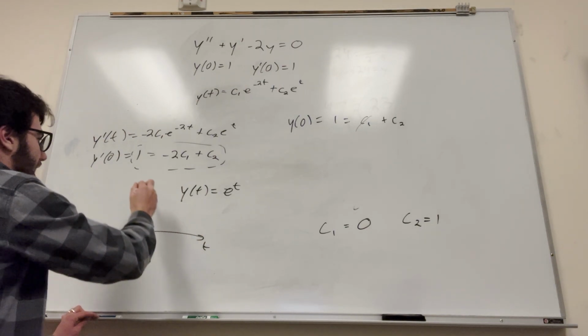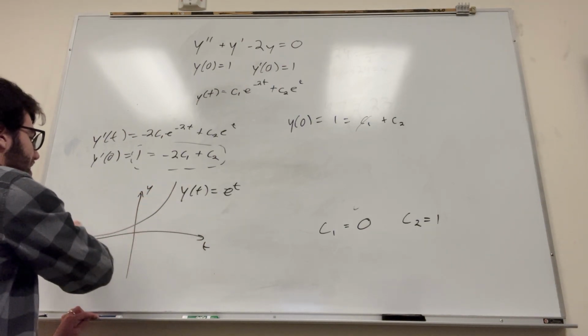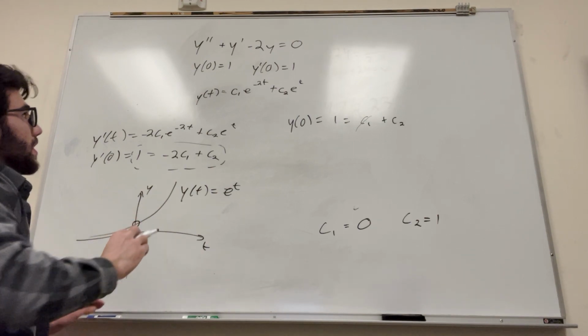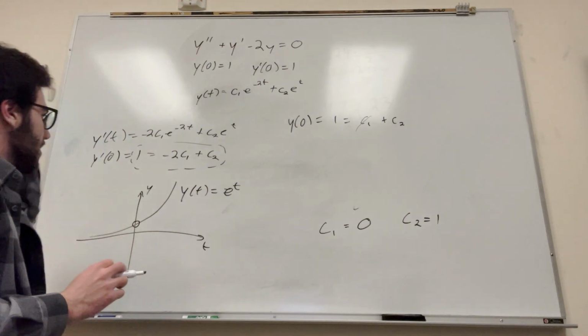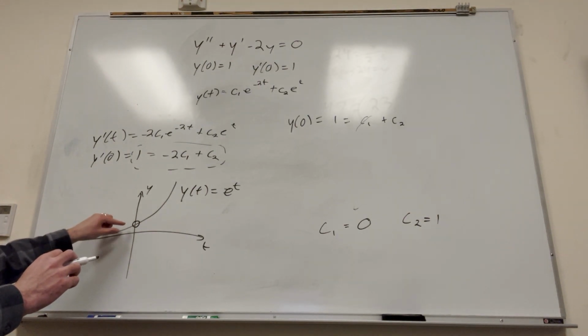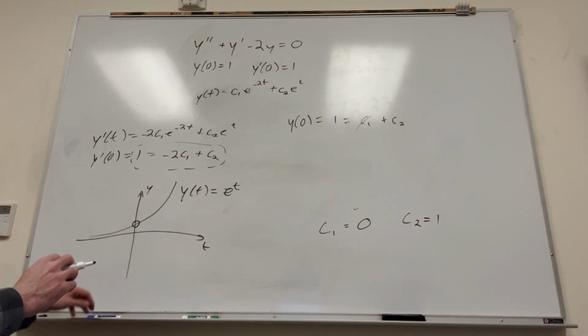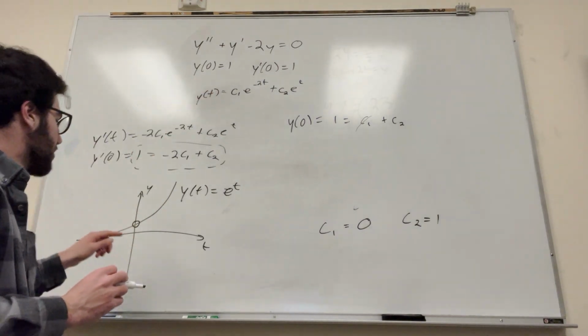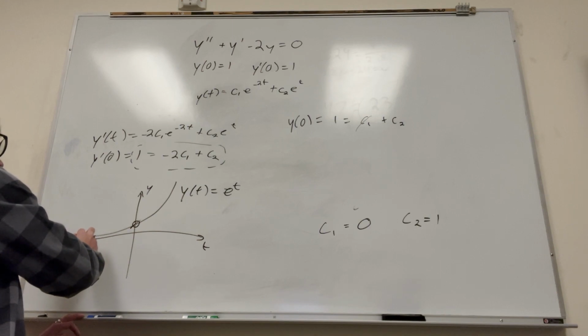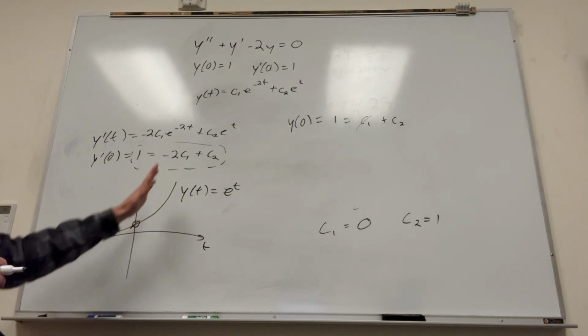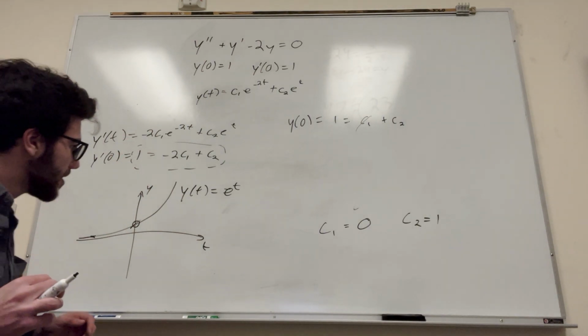This one should be easy for you guys. We even know it goes through t equal to 0, y is equal to 1, which makes sense, and its slope here is also equal to 1. Makes sense. We know it's going to approach 0 at negative infinity, and infinity at infinity.